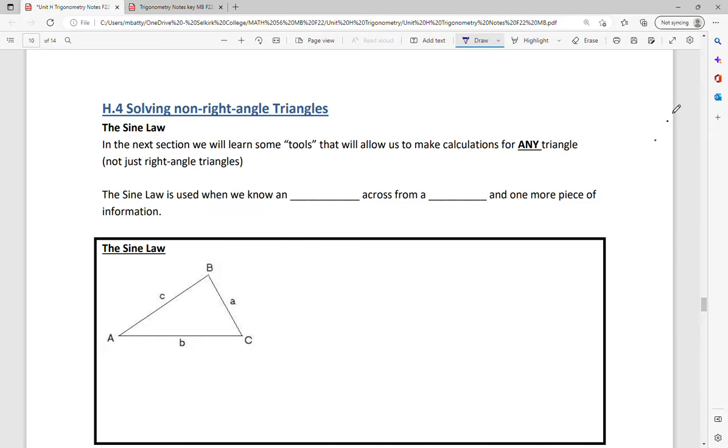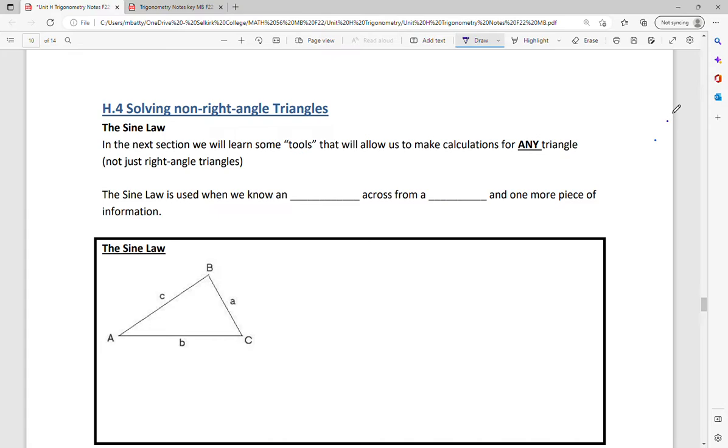This next section, we're leaving right angle triangle land and moving into all triangle land. So if you don't have a 90-degree angle in your triangle, you need to use either the sine law or the cosine law. So this section is going to introduce us to the sine law and the cosine law, and each one gets used in different applications.